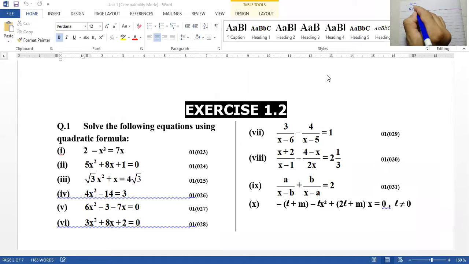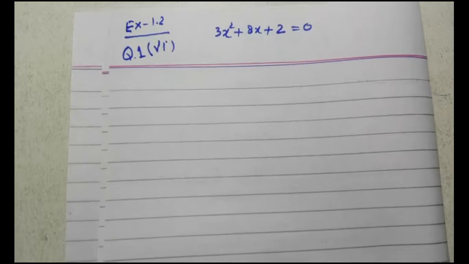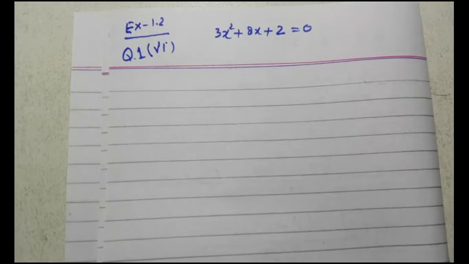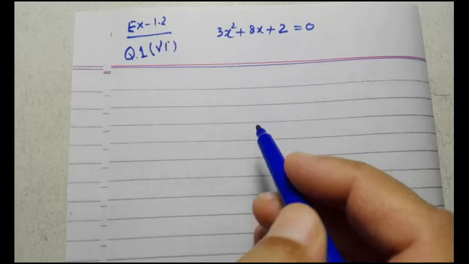I will write the question for you. 3x square plus 8x plus 2 equals to 0. I hope that all of you can see my writing page. I'm going to write it now. Okay, it is a question.